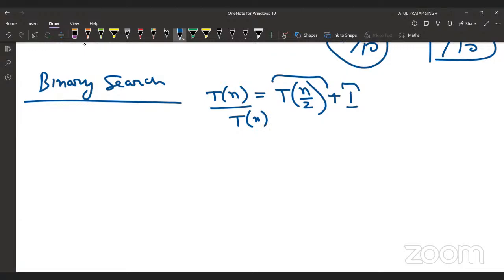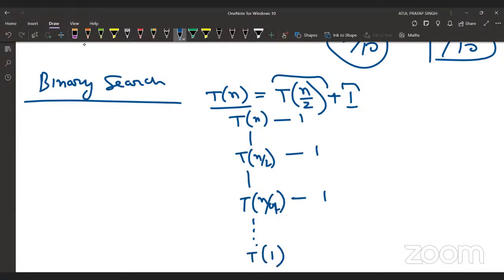So in binary search, T of n in the next level. This is the first level when we call binary search on n elements, and the number of operations required is 1. Next time, we discard half of the elements, so the number of elements becomes n by 2, and apart from that one constant operation is required, so we write 1. Same thing next time, T of n by 4, and 1. Similarly, we will reach the base case of 1.